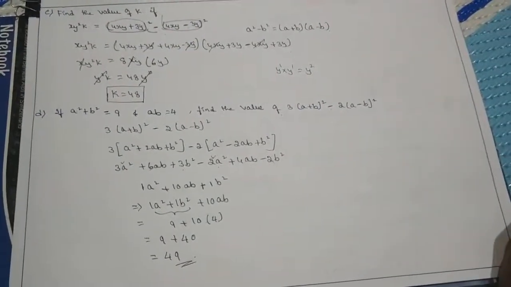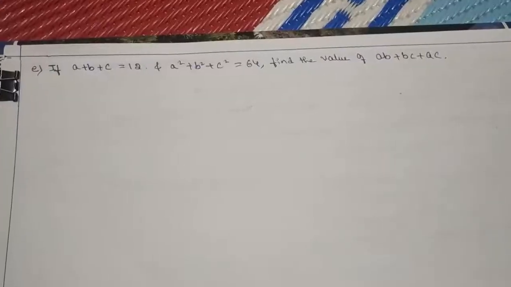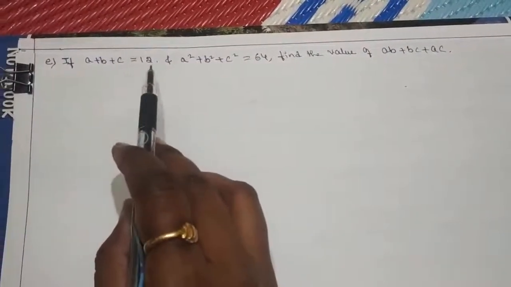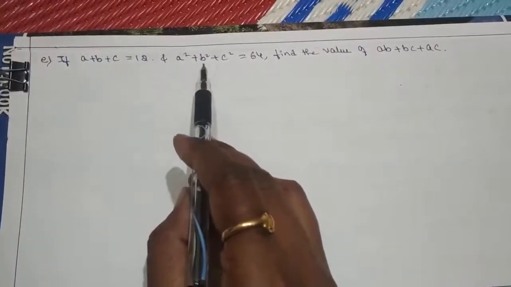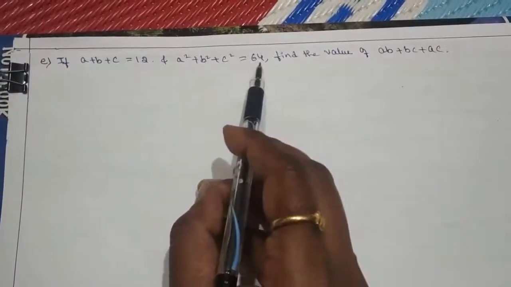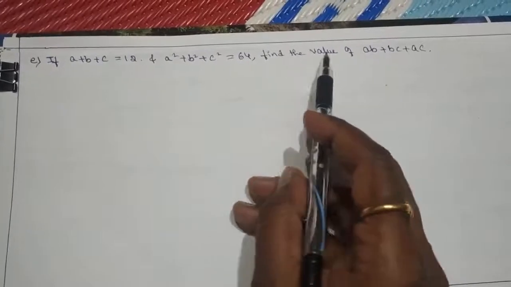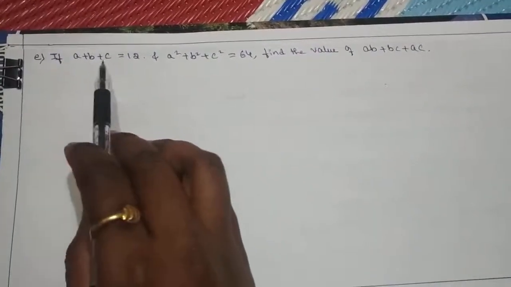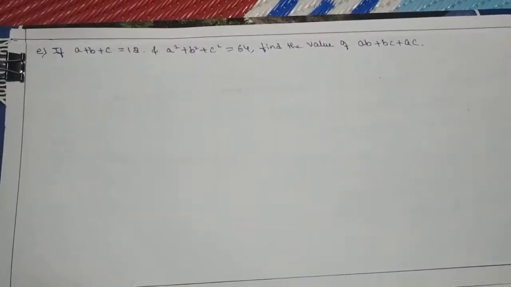So I'll go with the E question. Yes, question E. If a plus b plus c equal to 12, a square plus b square plus c square equal to 64, then find the value of ab plus bc plus ac. I think this is in some identity. So let me find in which identity it is.